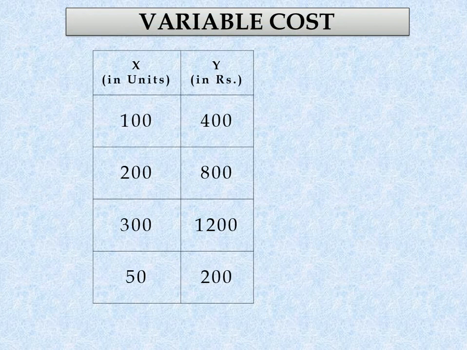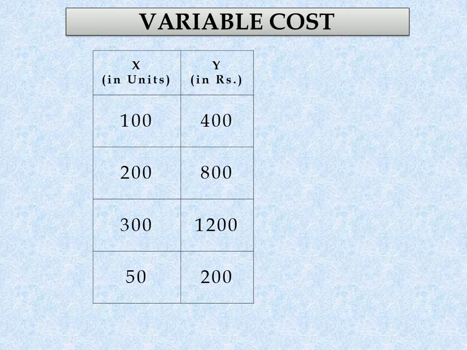Now for understanding the variable cost, let us consider one example. This is an example of a manufacturing unit where X represents the units that have been produced and Y represents the cost. Now these are the units that have been given at various levels. In level 1, when 100 units are produced, total cost stands at rupees 400. When 200 units are produced, total cost stands at rupees 800. When it is 300, total cost is 1200. When production comes down to 50 only, the total cost is also 200.